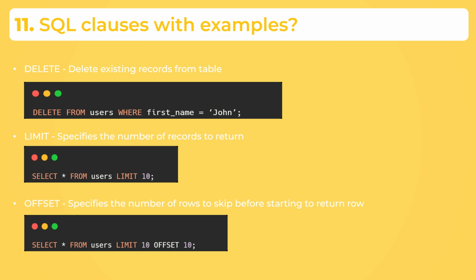Then limit. Specify the number of records to return. Select star from users limit 10. Offset. Specify the number of rows to skip before starting to return rows. Select star from users limit 10 offset 10. So this query basically fetches 10 records and skips the first 10 records, or you can say starting from the 10th position records.